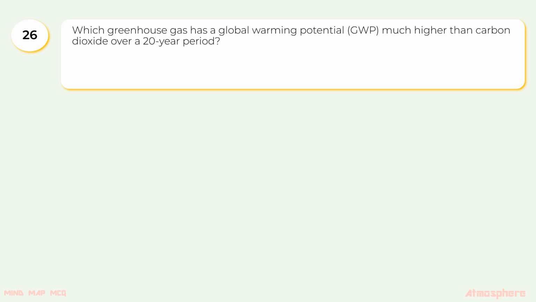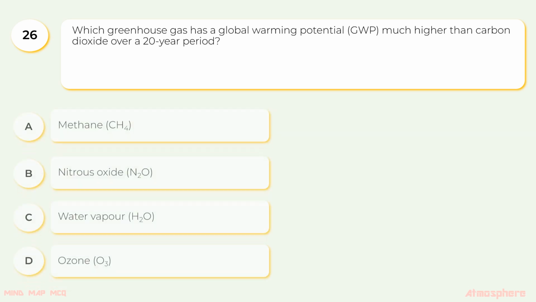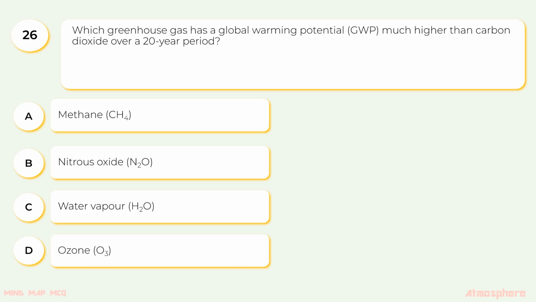26. Which greenhouse gas has a global warming potential, or GWP, much higher than carbon dioxide over a 20-year period? The options are A. Methane, B. Nitrous oxide, C. Water vapor, D. Ozone. The correct option is A.